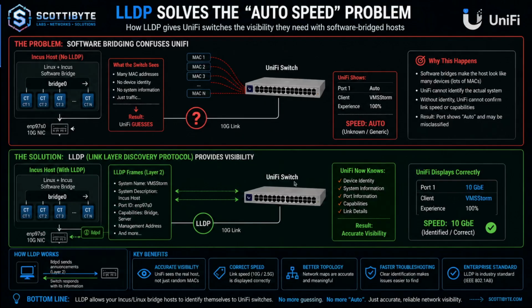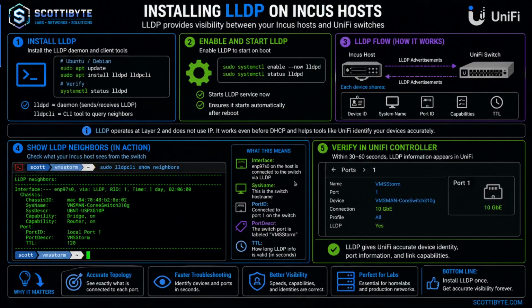So let's go on to the next page where we talk about how to install and configure LLDP on an Incus host, or really on any server where you have something like this happen. It's just that the Incus host is a really good example of this because it's one where we produce many different MAC addresses on the same physical device, and that's what Bridge 0 does.